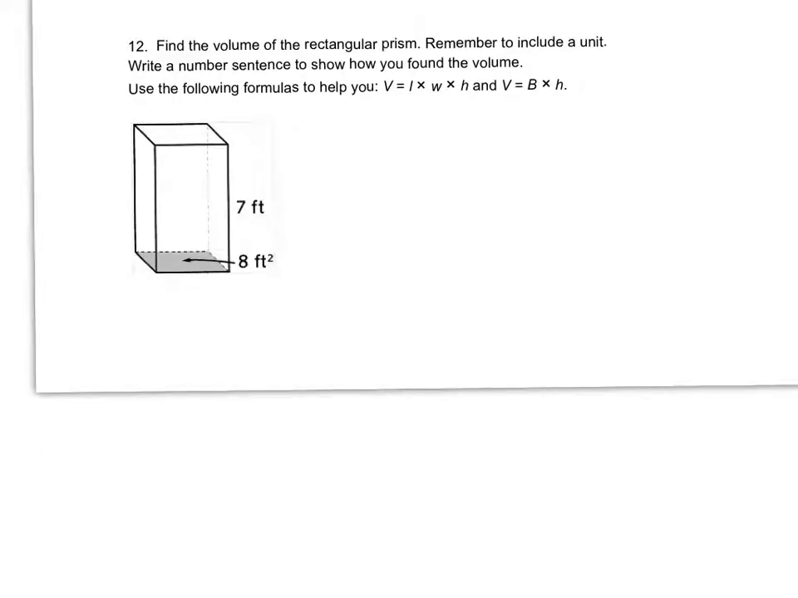Number 12, find the volume of the rectangular prism. Remember to include a unit. Write a number sentence to show how you found the volume. Use the following formulas to help you. Again, length times width times height, or big B times H.